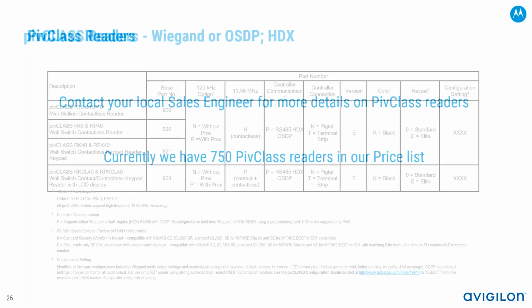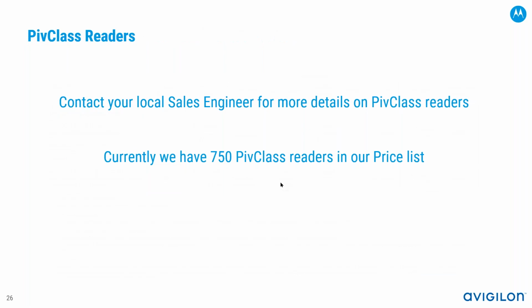To give an idea, and this is my last slide, actually, no, there is one more. Contact us when you're talking about selecting those cards. That is in our price list alone, and this is like a reduced one. There are 750 PIV class readers in our price list. So if you're new to this, please, by all means, contact us and we'll help you select the right readers.